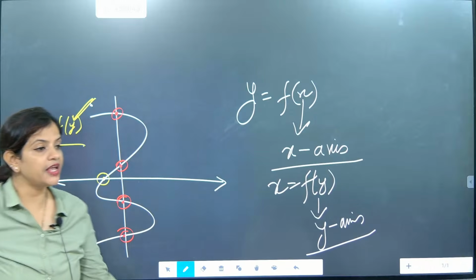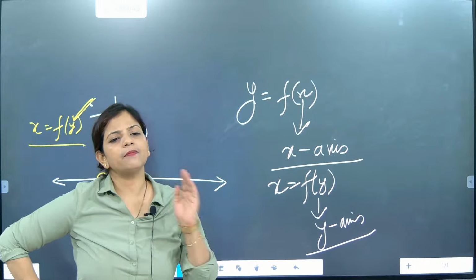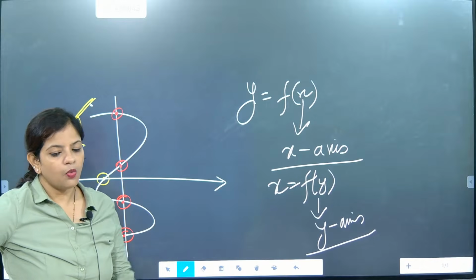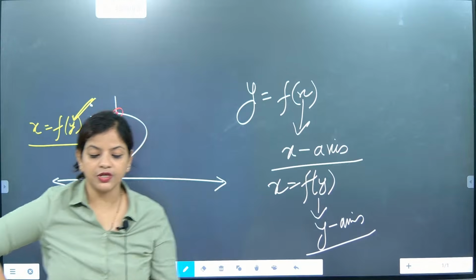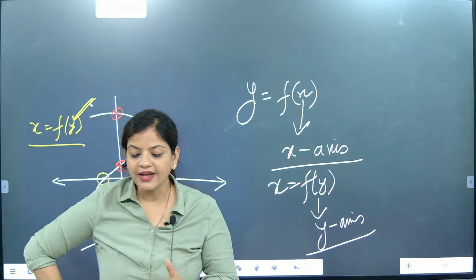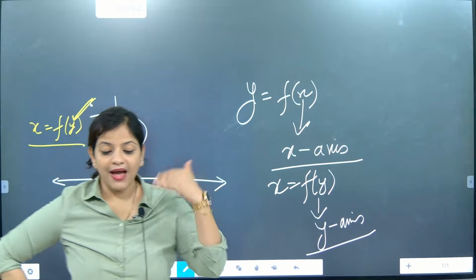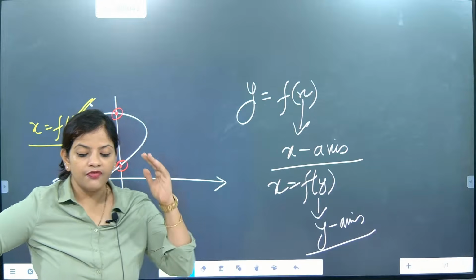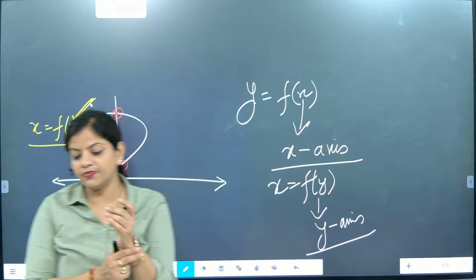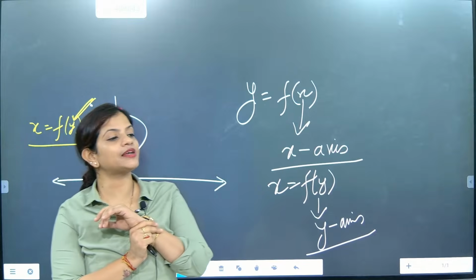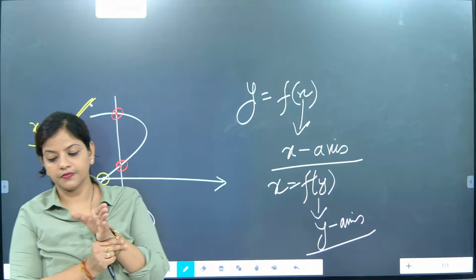One question I am asking, everybody answer. What should be the maximum number of zeros of a cubic polynomial? The maximum number of zeros of a cubic polynomial. Come on, go for it. Cubic polynomial maximum number of zeros will be what?